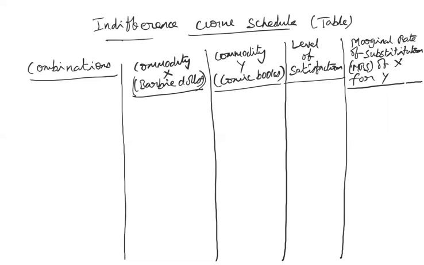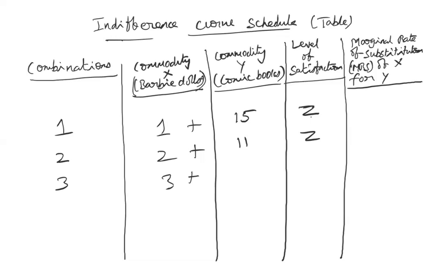Okay, so now let's start with the first combination. So one Barbie doll plus 15 comic books. Second combination, two Barbie dolls and 11 comic books. So like that, Dolly is picking up different combinations. So this is giving a certain level of satisfaction. Okay, let us have Z as the satisfaction. And the satisfaction remains the same.